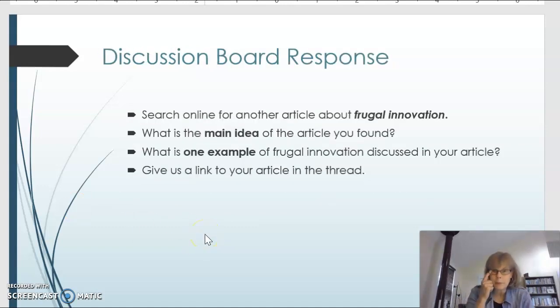The discussion board response for frugal innovation, it's a familiar question for you. I want you to find another article, see what other people are saying about frugal innovation, and tell me what is the main idea from the article you found, and what's one example of frugal innovation that is discussed in that article. And then give us a link. Show us this article. You can link the address in your thread. All right. So that's your challenge for this week, guys.